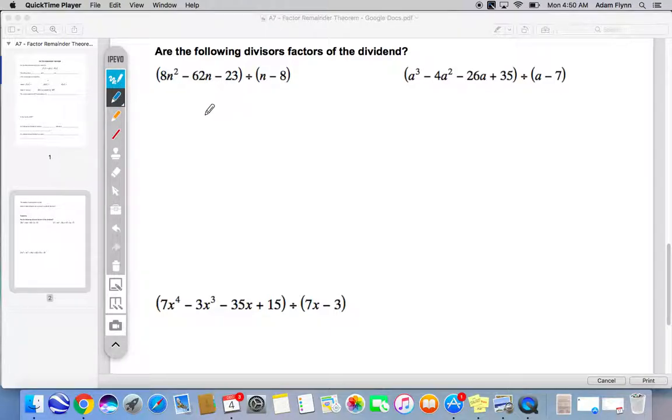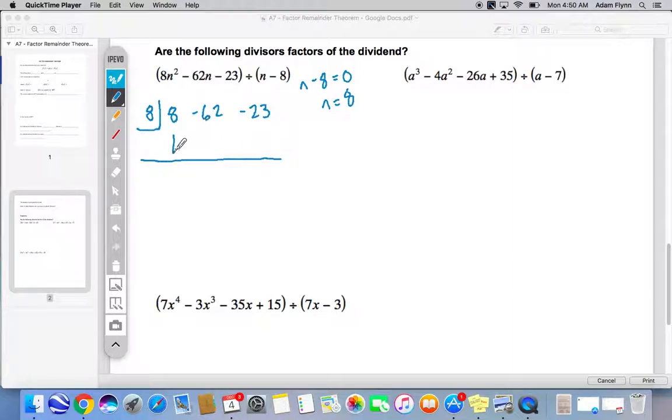Okay, so let's take a look at our first example. First we need to decide whether we're using long or synthetic division. I think for this example, I'll use synthetic division. So n minus 8 equals 0, so n equals 8. I'll put my 8 in the box. I have 8, negative 62, and negative 23.